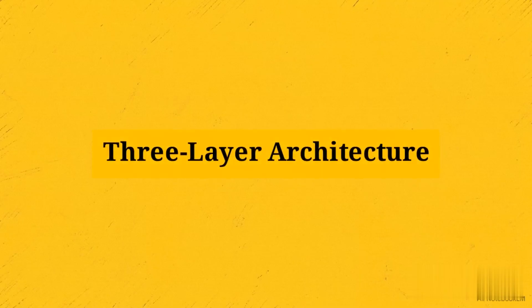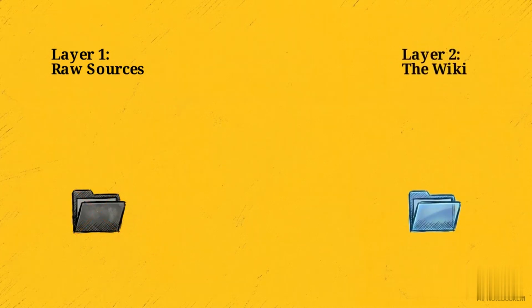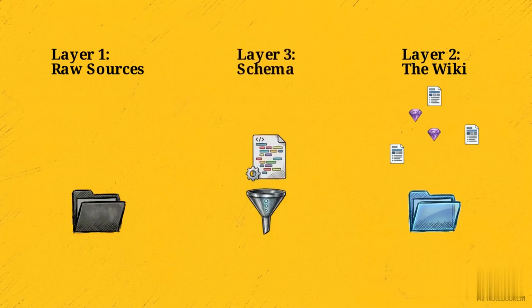The architecture relies on 3 distinct layers. Layer 1 is your raw sources. This is a folder for your original PDFs and articles. The AI reads these files, but it is strictly forbidden from altering them. Layer 2 is the wiki. This is the output zone. It contains the clean, interlinked markdown summaries that the AI writes autonomously based on your raw sources. Layer 3 is the schema. This is the rulebook. It acts as the bridge, telling the AI exactly how to process the raw data and format the resulting wiki pages.